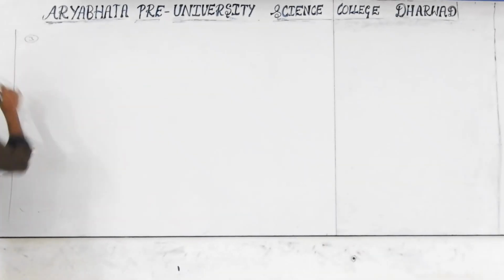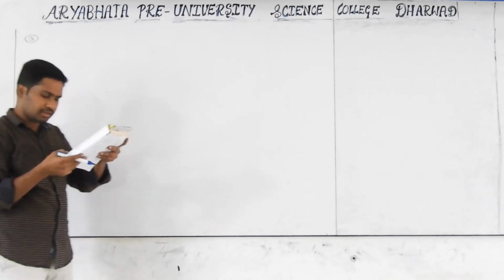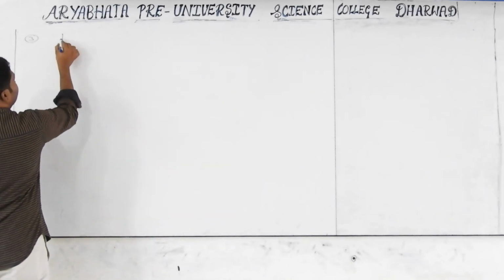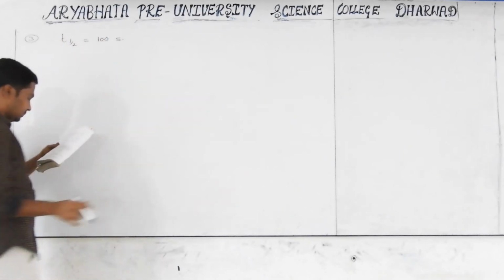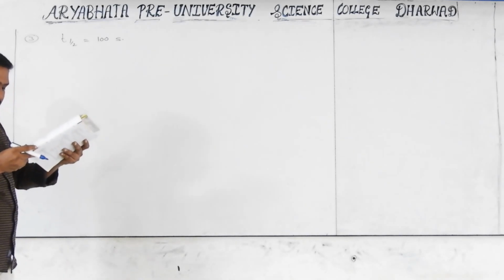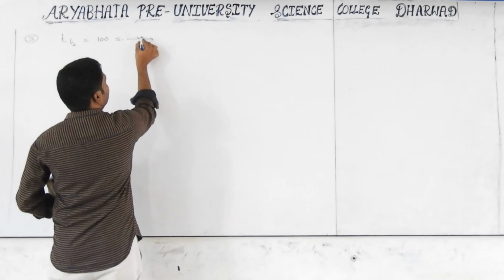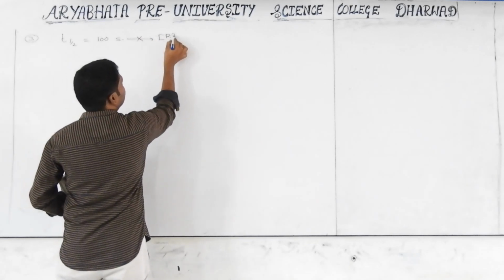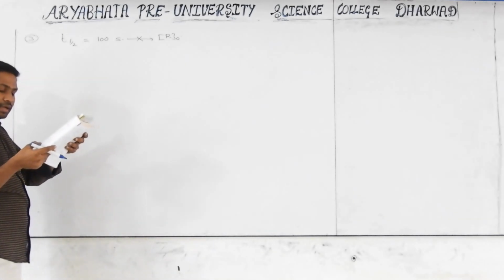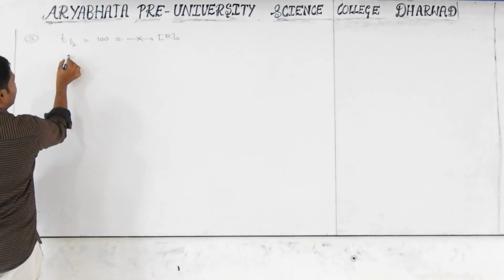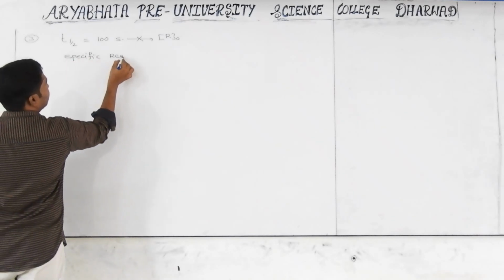Third question. You see carefully. The half-life period for the reaction is 100 seconds. Half-life is denoted by t half equals 100 seconds, and it is independent of the initial concentration of the reactant. This half-life is not dependent on the initial concentration of the reactant. Then what is it asking? What is the specific reaction rate of the reaction?